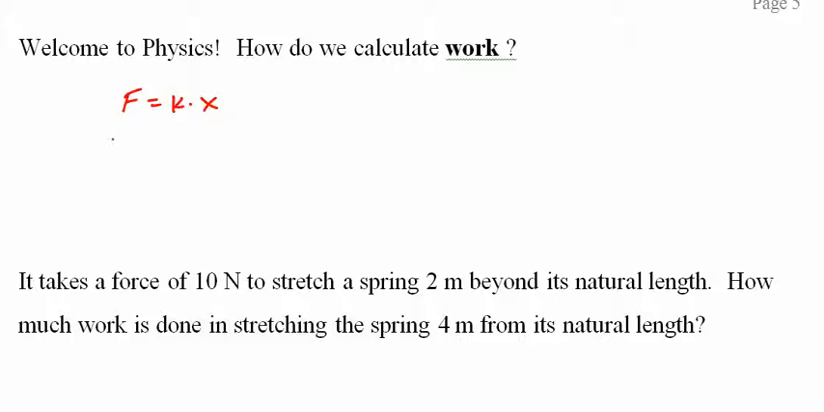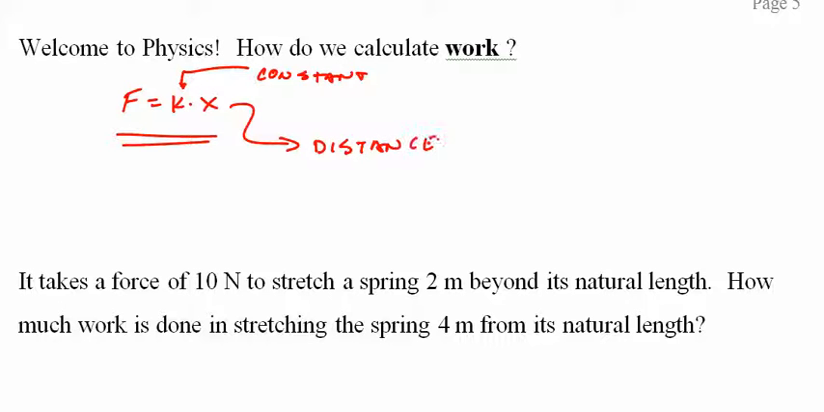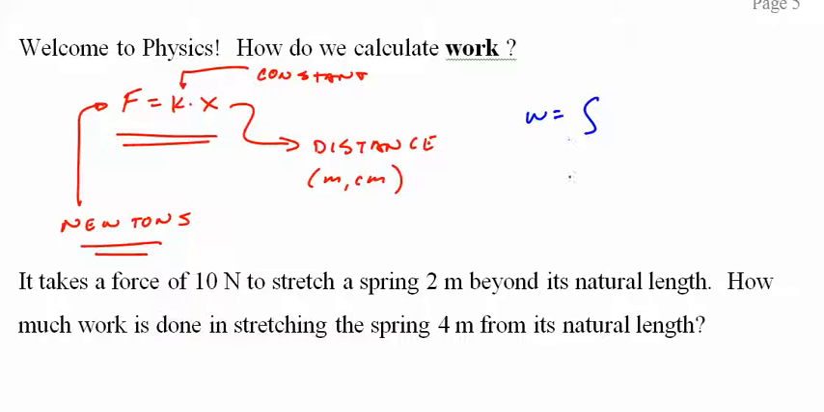So this is the formula for force in a spring. K is some constant. X is how far you pull the spring, so the distance. Meters, centimeters, watch your units. And forces in newtons. Could be other things, but that's the big one we're going to use. It's nice too. So the work is the integral of the force, really. F of x with respect to x.